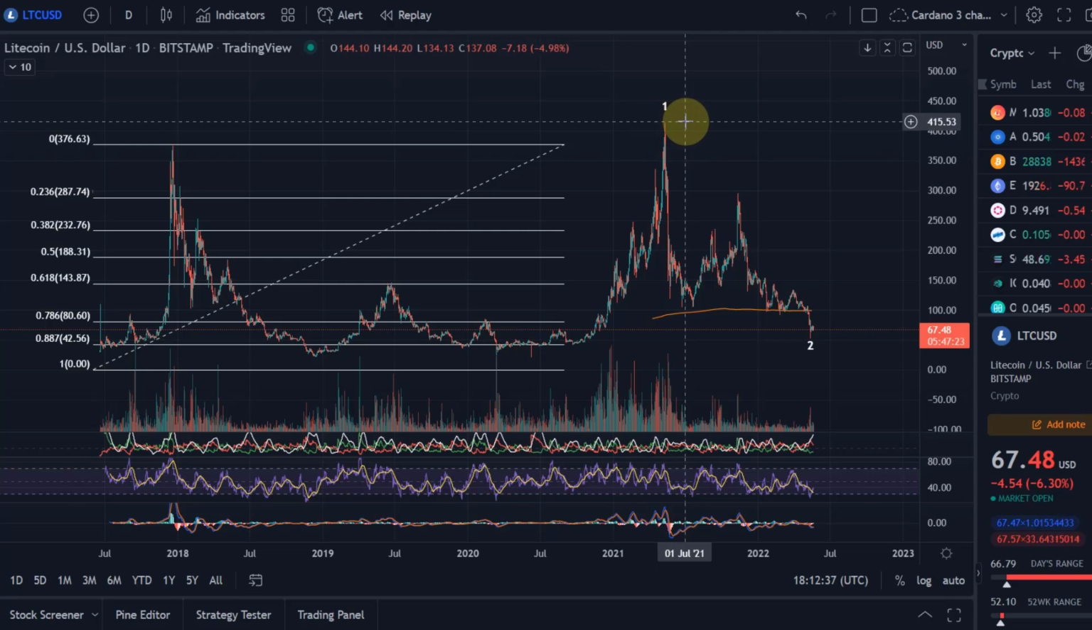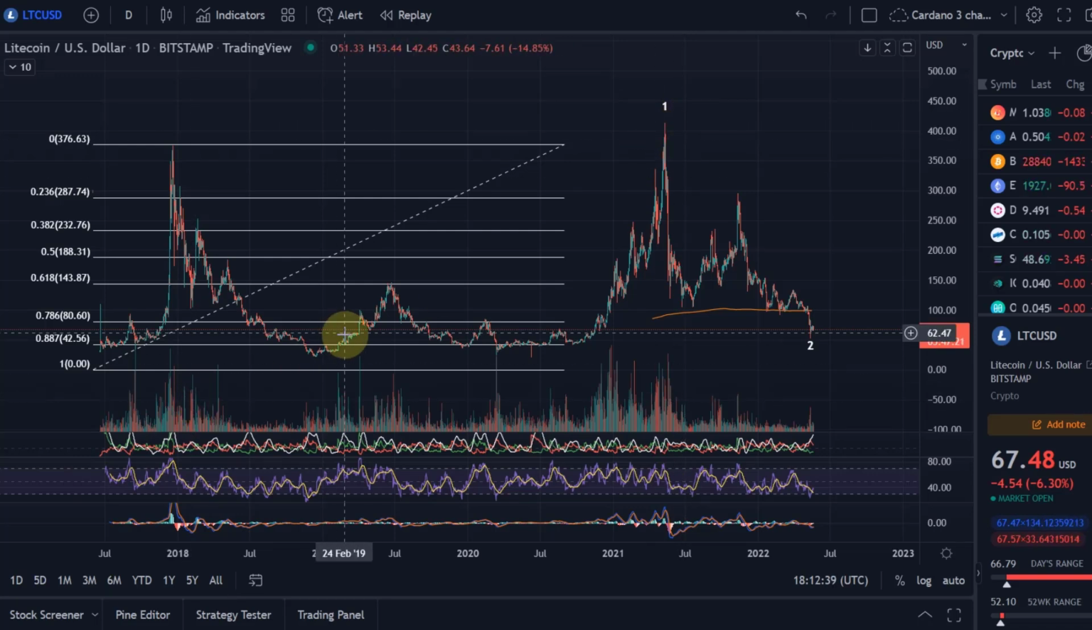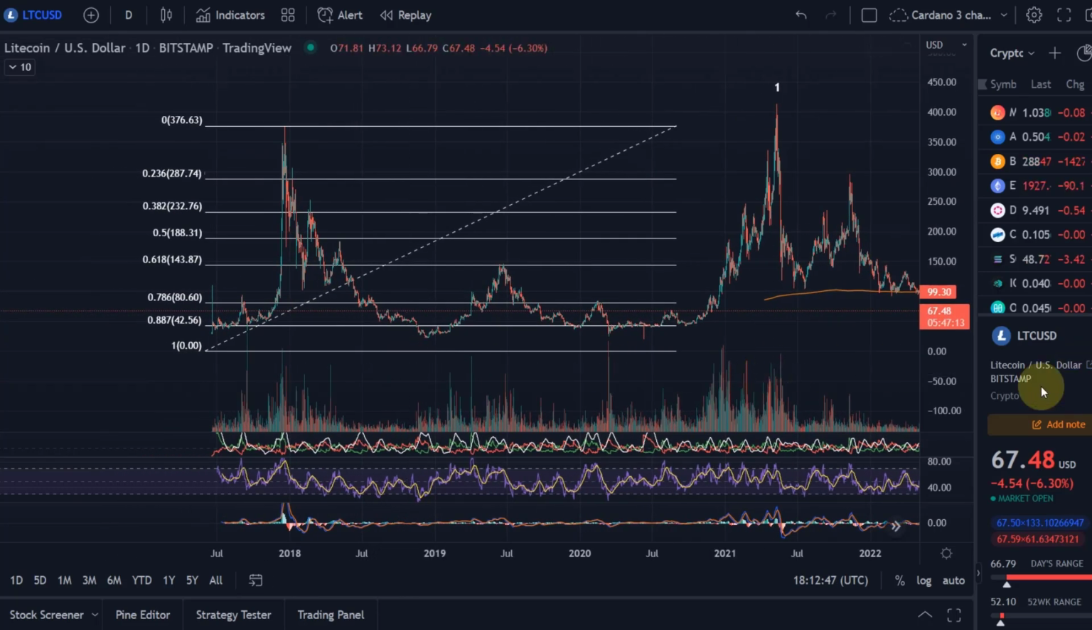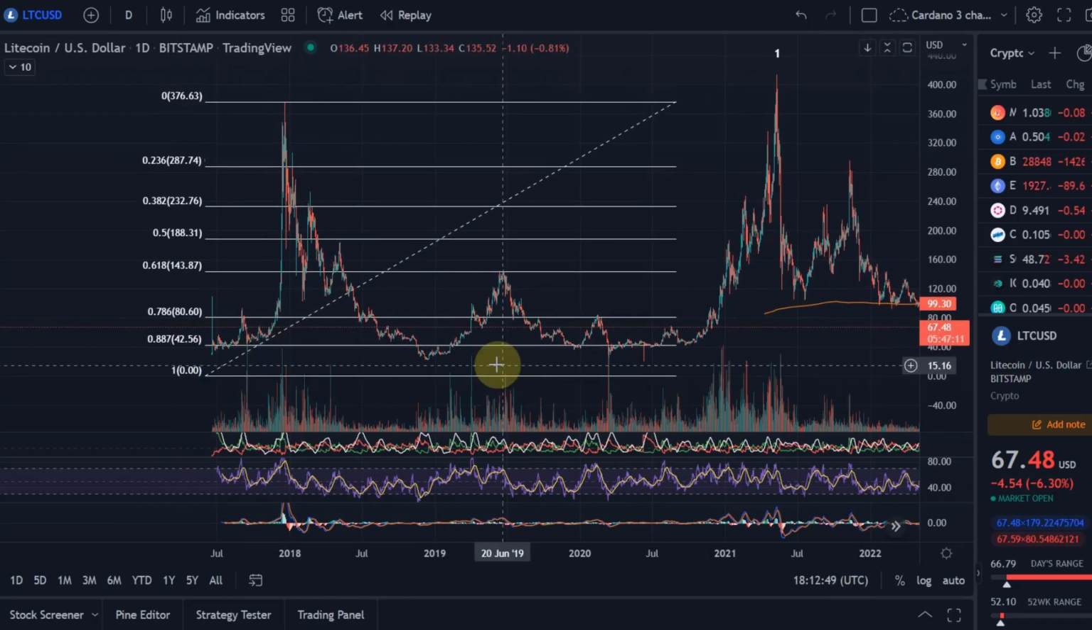Two things to point out here. What I always mention in the videos is the relevance of the 88.7% Fibonacci retracement level. You can see that Litecoin only very briefly dropped below it in the period between the 22nd of November 2018 and the 4th of February 2019, which seems long, but in the overall chart history it's only a brief moment. Here it dropped below it briefly.